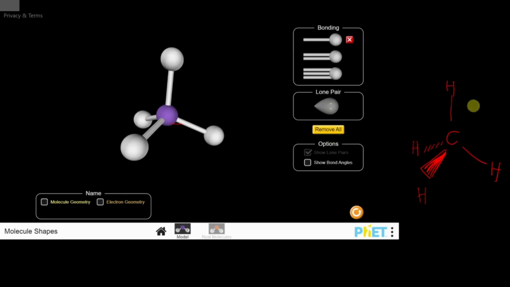Again, this simple line means it's on the plane of the paper. Then this one is coming forward, and to draw this one, you use a wedge line. This bond is going backward, so in this case, you use a broken line. That's the shape of CH4. Again, the shape of this is tetrahedral.